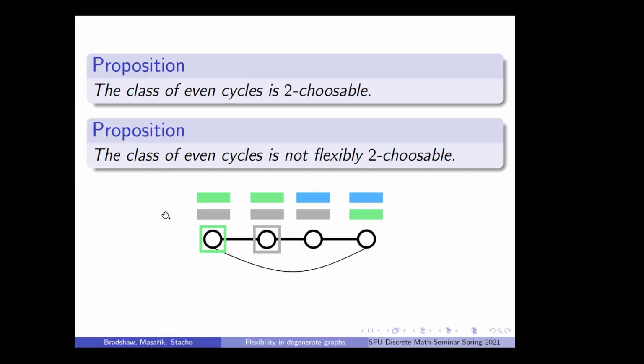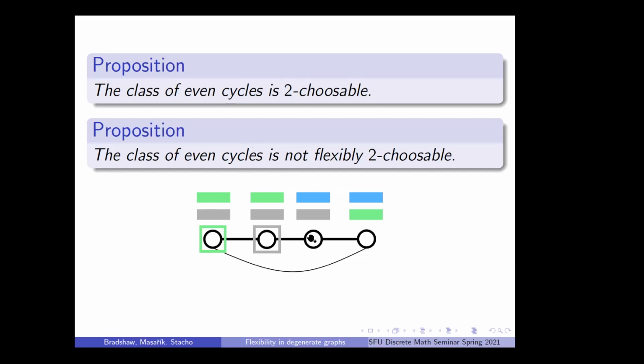Yeah, that's fine. So if we have a 4 cycle here with these list assignments, and if we have two coloring preferences as indicated by these squares around the vertices, that is, if we prefer to have green here and if we prefer to have gray here, then even if we try to satisfy just one of these coloring preferences, we'll always end up with a green vertex here and a gray vertex here.